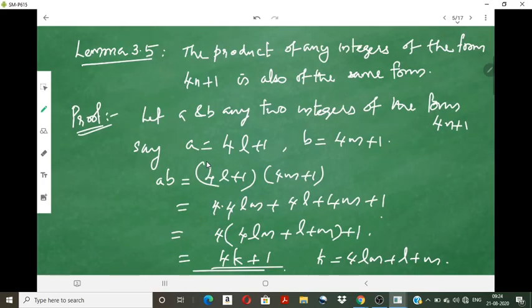Now, before moving to our theorem, we can also say that this result can be extended finitely. That means if there are any finite number of integers of the form 4n plus 1, then their product will also be in the same form. Now we are ready to prove our conjecture. The conjecture is actually true. We state this as a theorem.